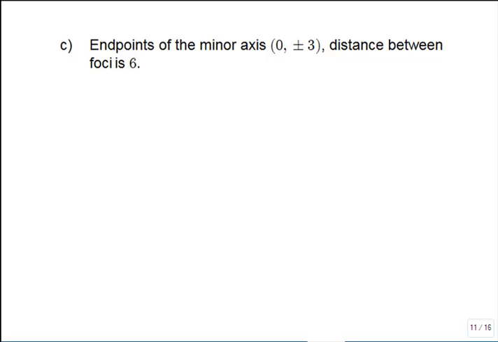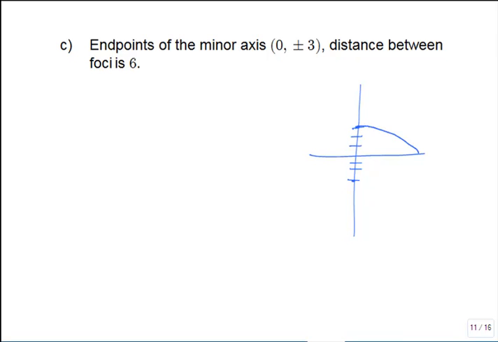Okay, last example for ellipses. This time we want the endpoints of our minor axis to be 0, comma, plus or minus 3, and we want the distance between our foci to be 6. So let's draw a picture. Our minor axis endpoints are supposed to be plus or minus 3. That's on the y-axis. And that's supposed to be our minor axis.